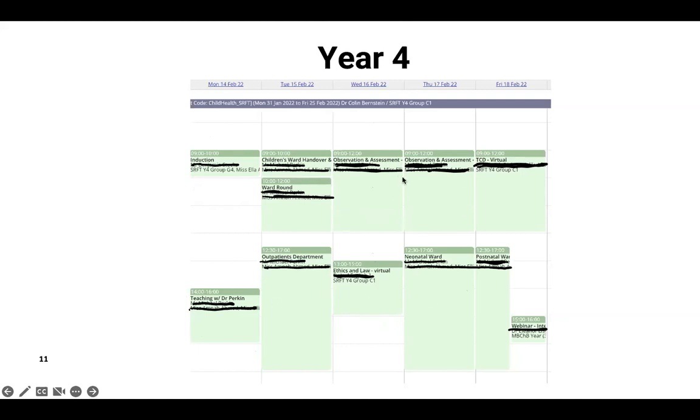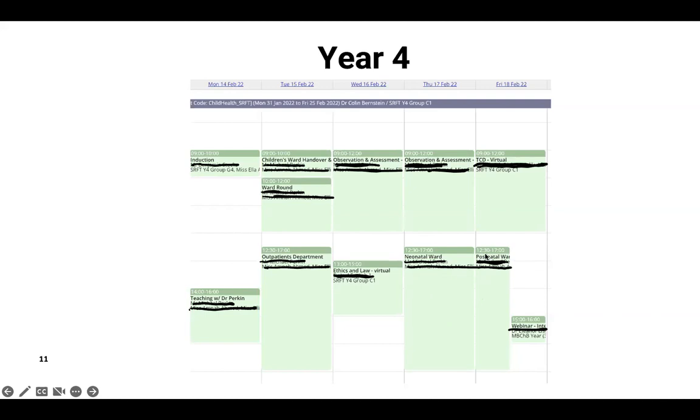Again, similarly ward round, and then she's on the neonatal ward. So neonatal is newborn babies, and then some sort of virtual teaching. And then on the postnatal ward, so this is after they've been born, but they're healthy babies, whereas usually the neonatal or newborn ward tends to be premature births and babies who are quite unwell, they'll be monitored on the neonatal ward, and then finishes off with a webinar on Friday.